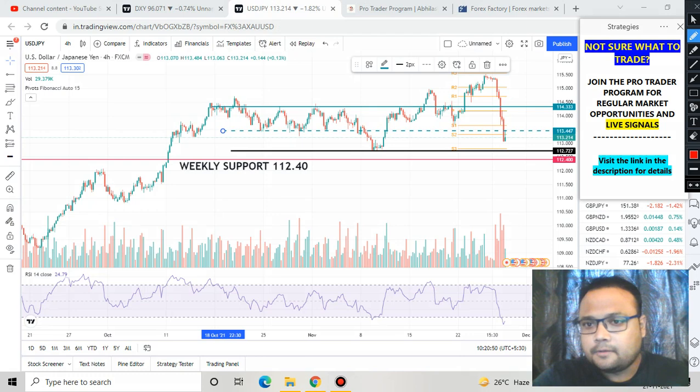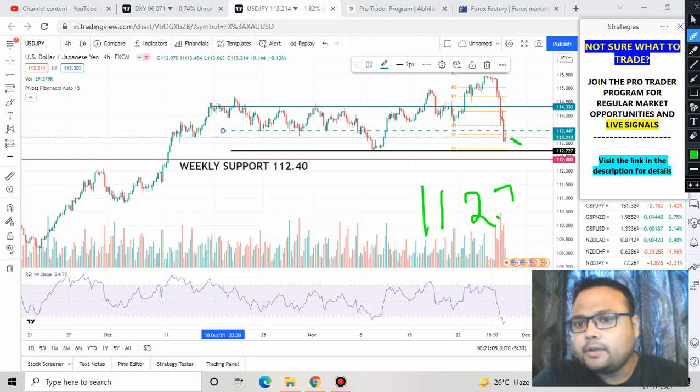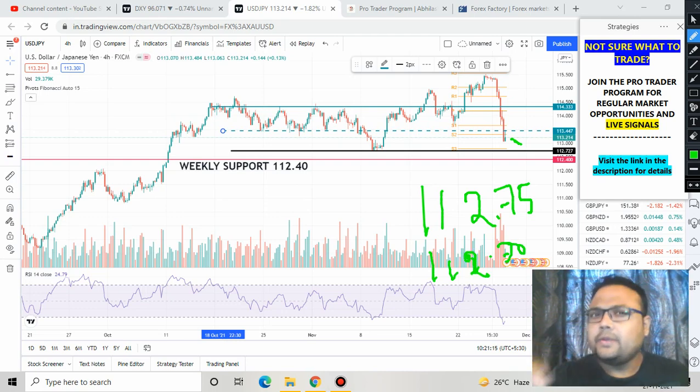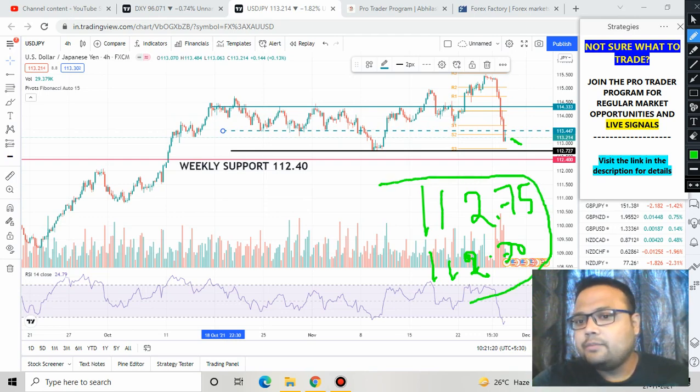So first of all, after the market opening, if USD JPY starts going down, the next support will be at 112.75 to 112.70. If the market comes down, or witnesses some selling after the market opening, then 112.75 to 112.70 will be the new support, or will try to provide support to the market, this black line.